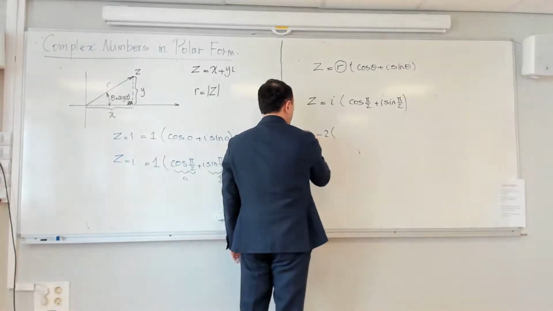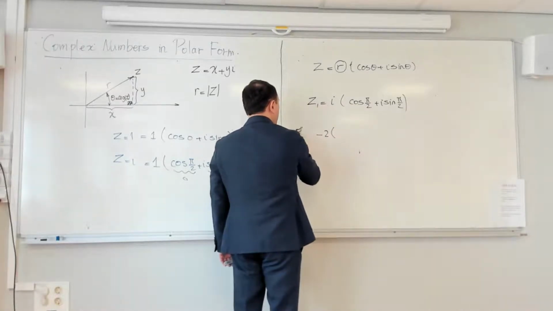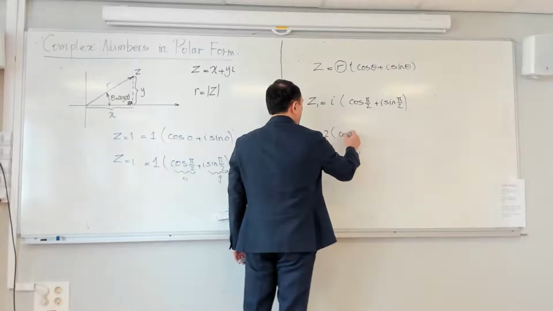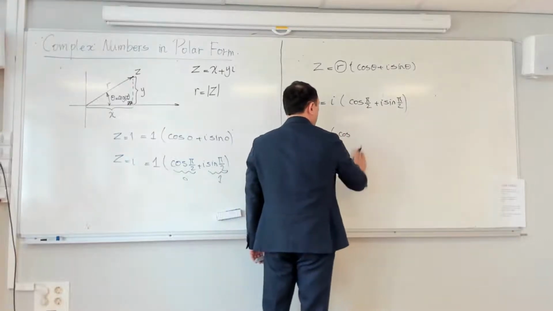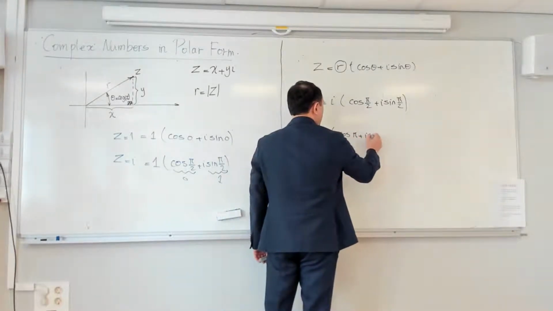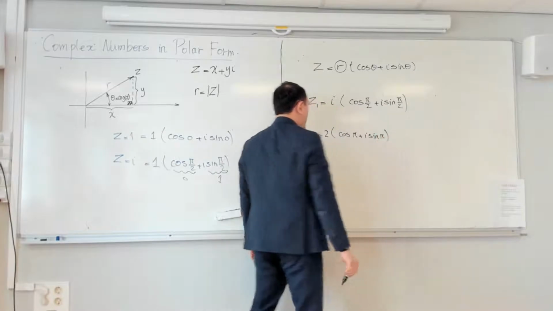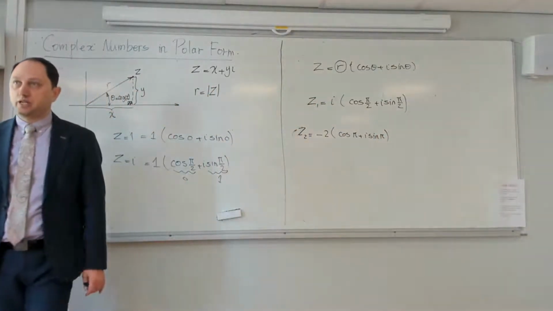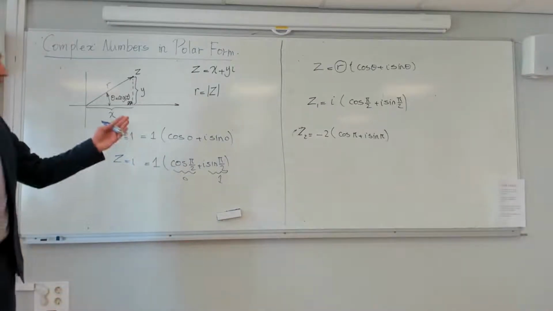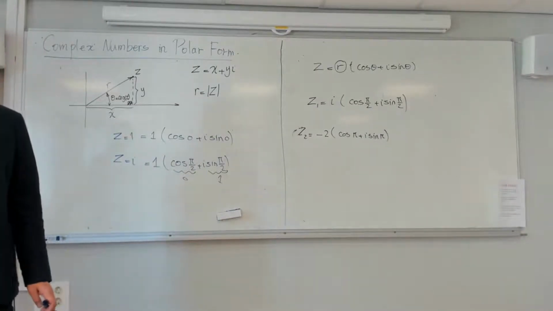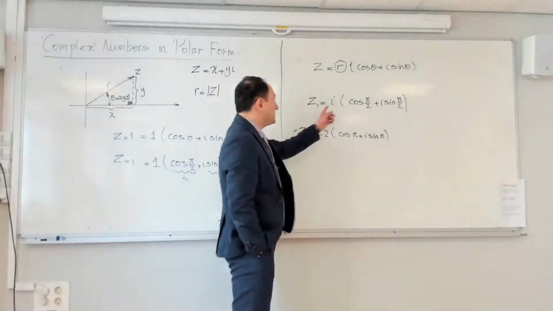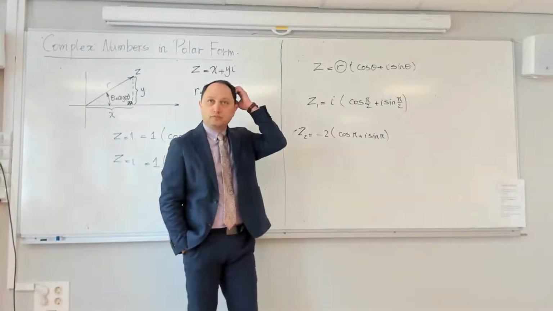Can, for example, this be a polar form? Let me call it z1, and let me call this z2 here: -2 times cosine of pi plus i sine pi. Do you think this is a polar form? No, it's not, because that -2 is negative. Now my question: write it in polar form. So you realize that this complex number is not in the polar form.